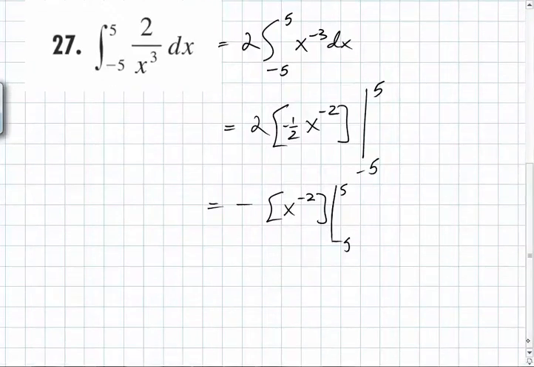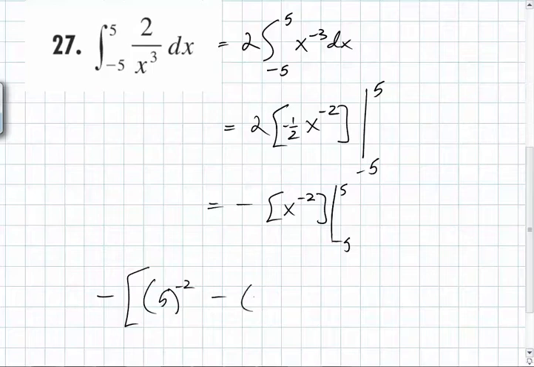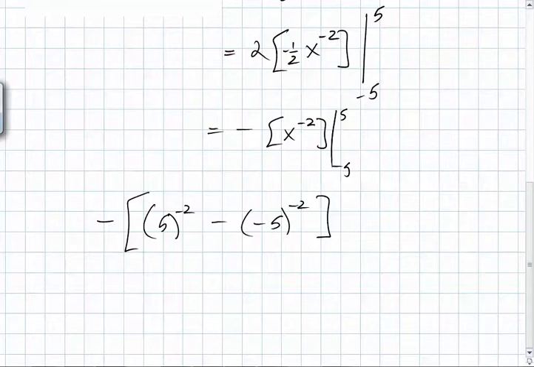One of the most common mistakes with basic definite integrals is missing a negative sign. So you have to be very, very careful here. So what is this going to be? Negative of 5 to the -2 minus what? -5 to the -2. Does everybody see that right there? Does that make sense? Is that okay so far?